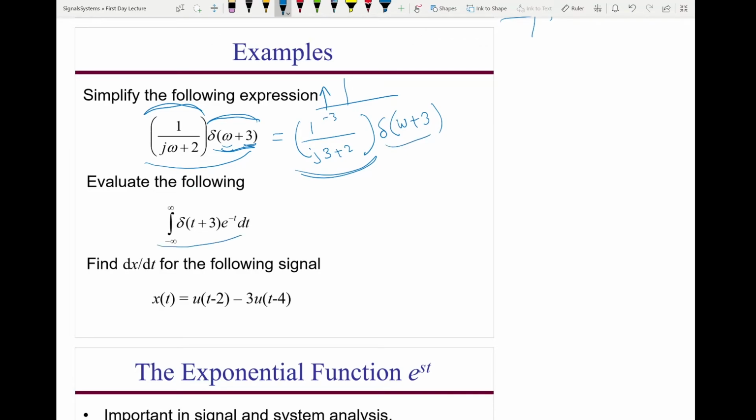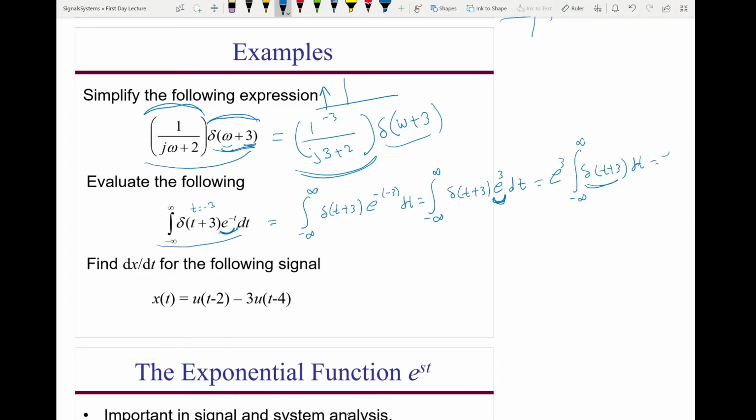Now, if I evaluate these, again, first I will do the multiplication, then the integration. Well, I am evaluating this function at t equal minus 3. So that will be delta t plus 3 times e to the minus 3. Now, this has nothing to do with time, so I can take it out. And now the area of this one is 1. And that's the answer.